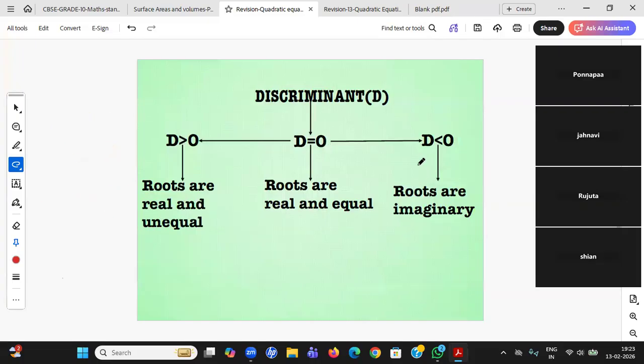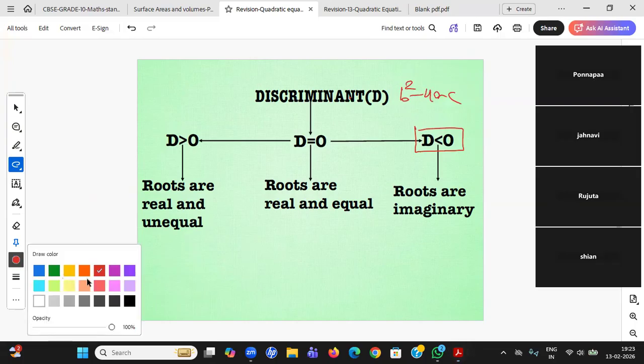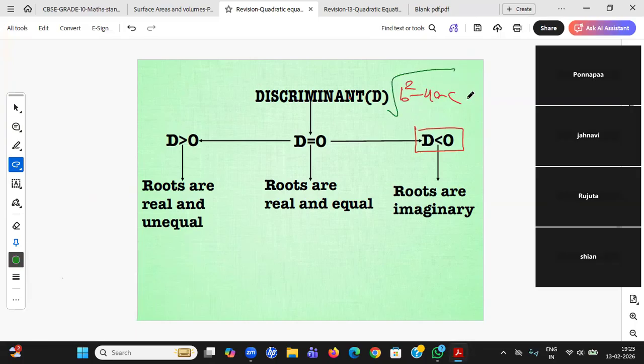So by that you can say that the discriminant value is b square minus 4ac. Many students will take root of b square minus 4ac as the discriminant, which is wrong. It is only b square minus 4ac. Okay, b square minus 4ac, if you get less than 0, the roots are imaginary or no real roots.